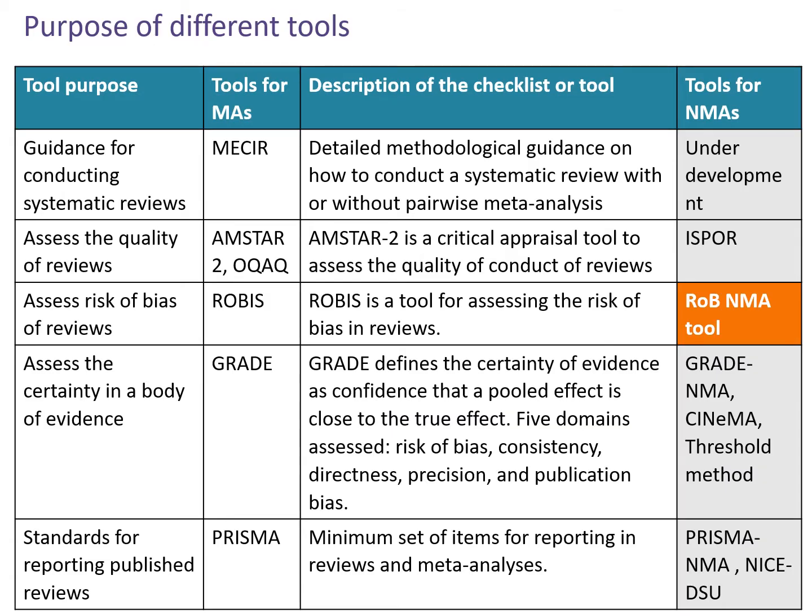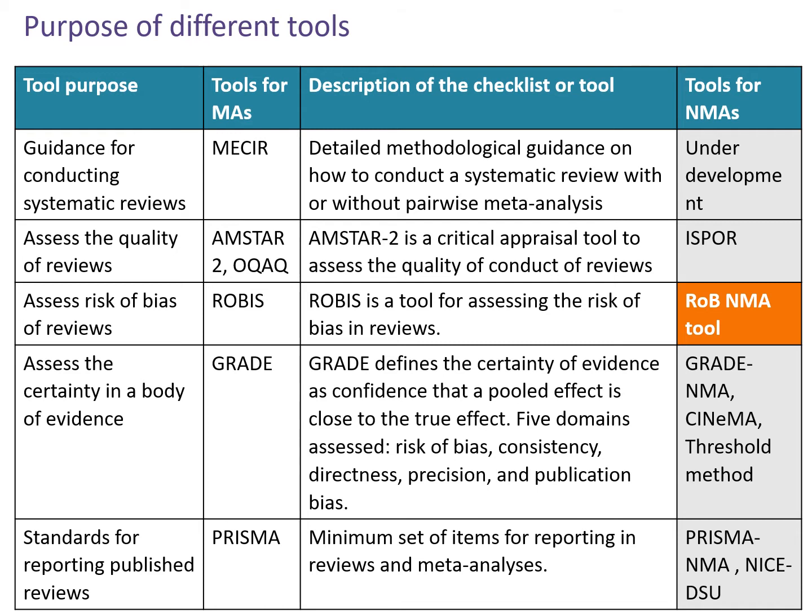So here, this table shows that several tools are designed with different purposes. Some for assessing reporting quality or reporting comprehensiveness, and some for assessing the quality of conduct. But none were designed to assess the risk of bias in network meta-analyses.